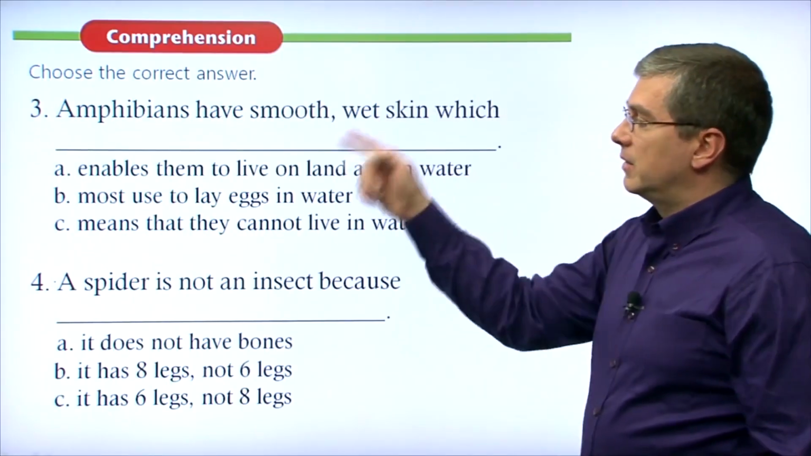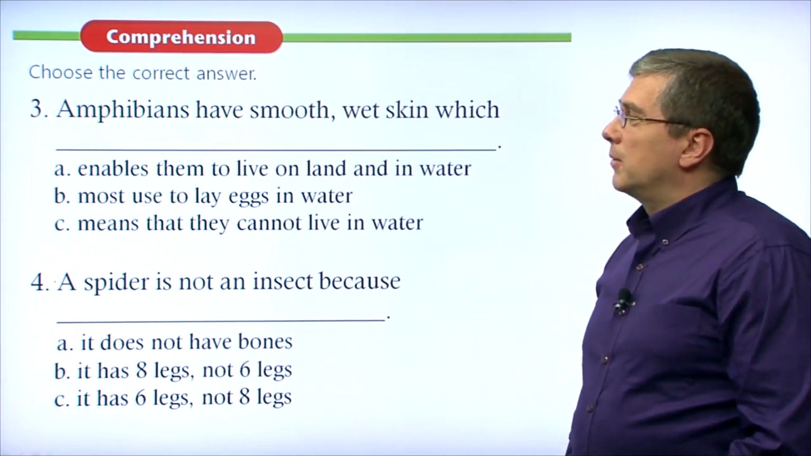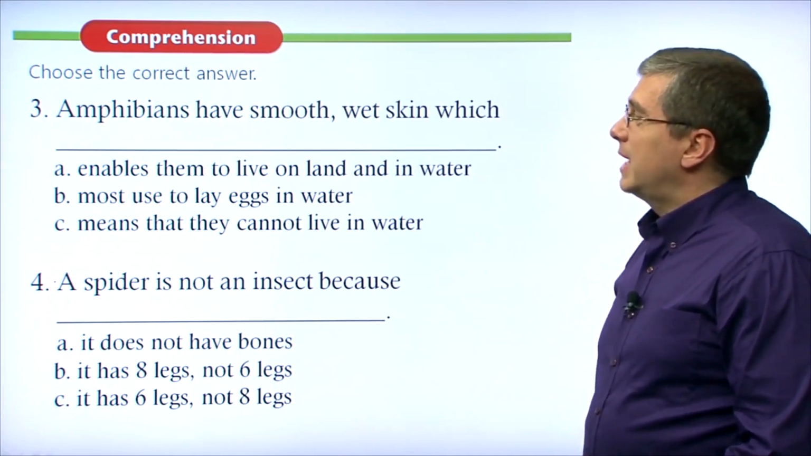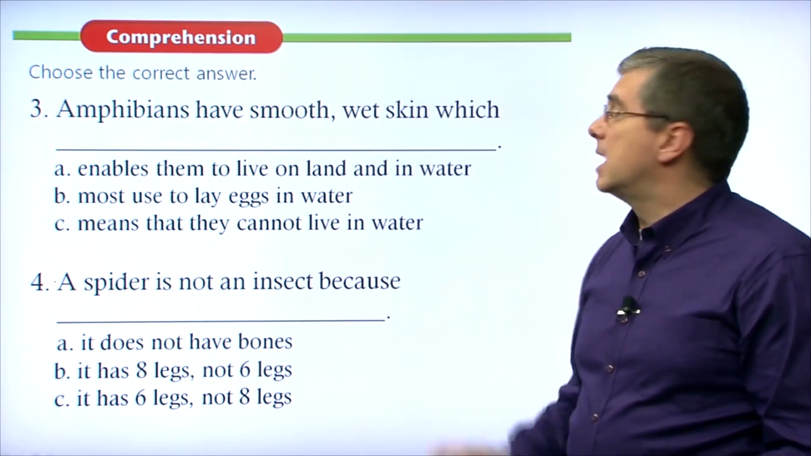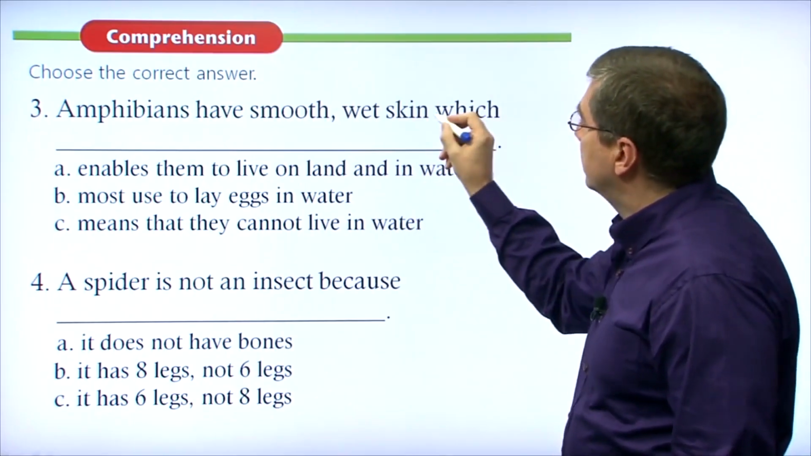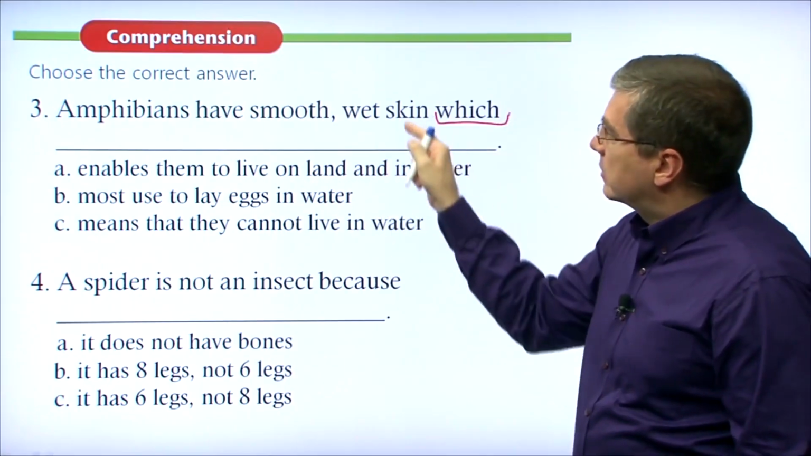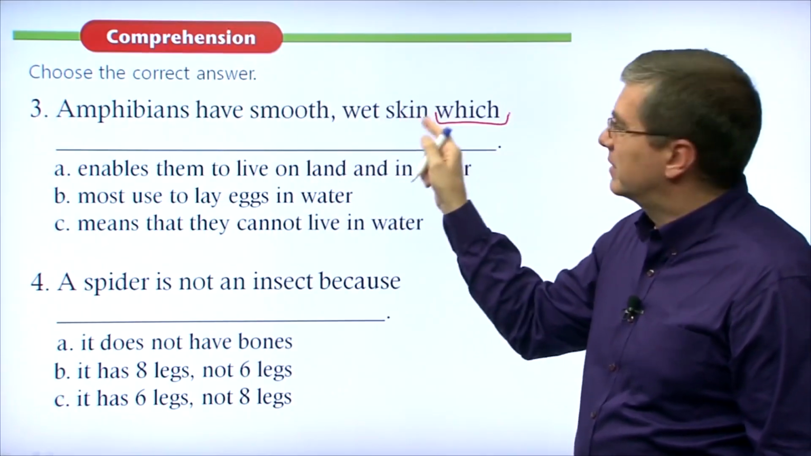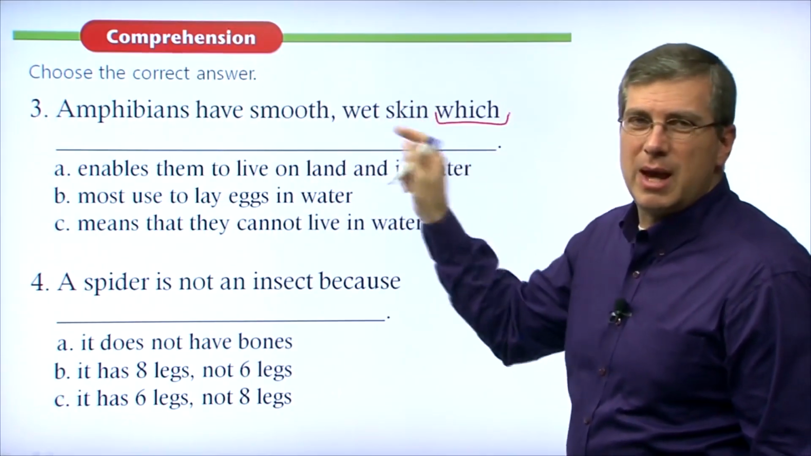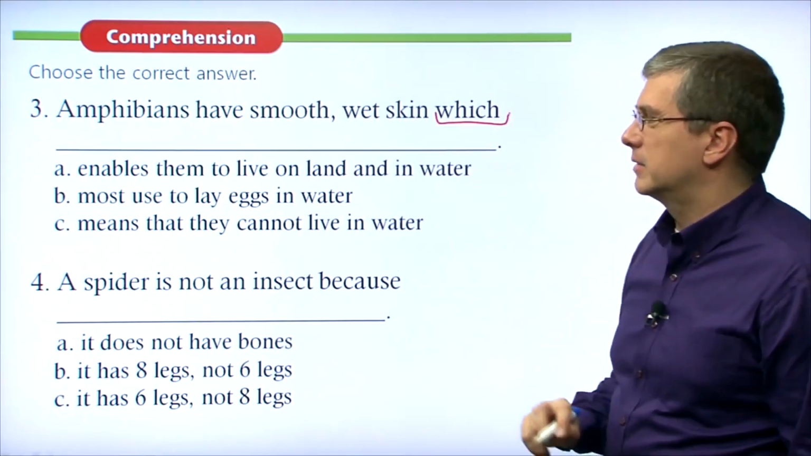Okay. Let's move on to 3 and 4. Number 3, amphibians have smooth, wet skin, which, because of this word "which" here, we know that we need something that describes the skin, smooth, wet skin, and we need something else about that skin. Okay, so let's look at the answers.